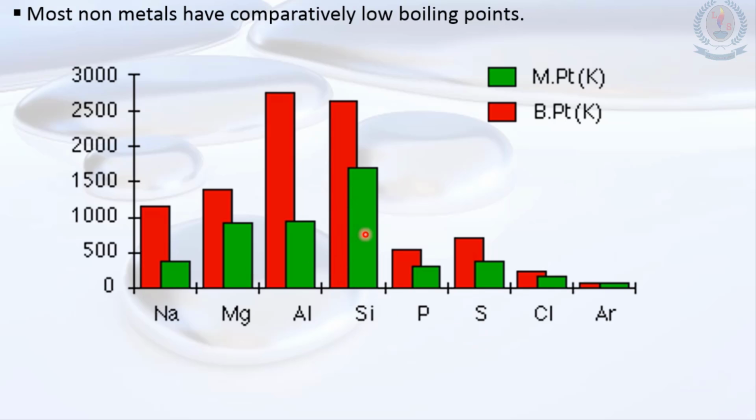What about these metalloids? There's no exact value. They have a wide range of melting points and boiling points depending on the type of element. Okay.